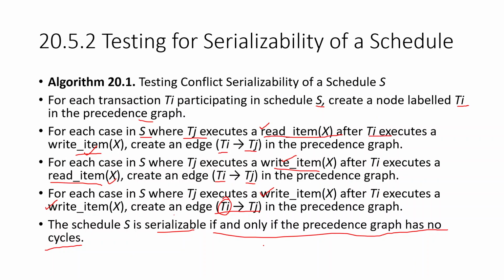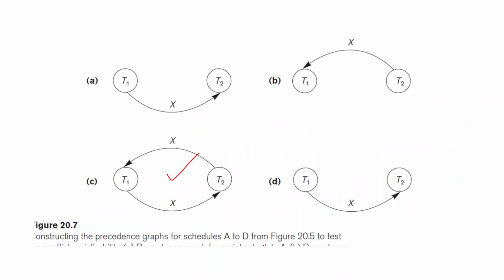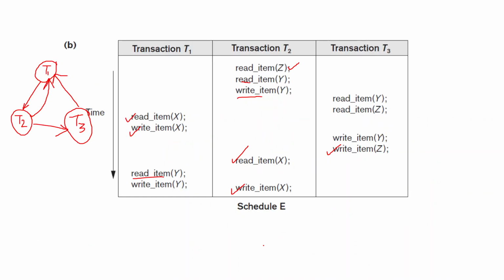So basically what we do is we draw what is known as a precedence graph. In order to draw that, first we have to convert every transaction into a node, and the edges have to be drawn if there are conflicting operations between them, and you check whether there are any cycles involved. If there are cycles, the schedule is not serializable.